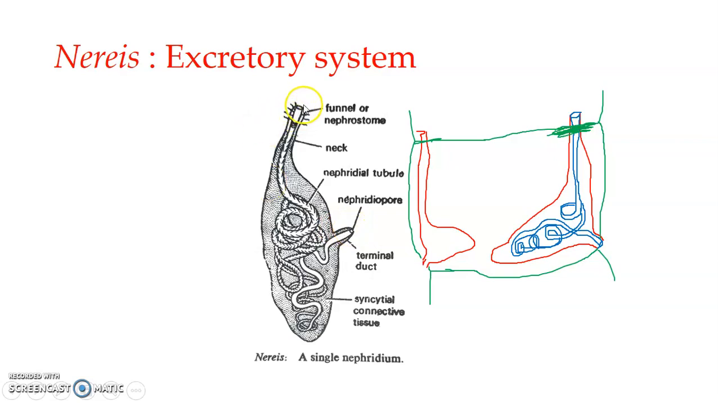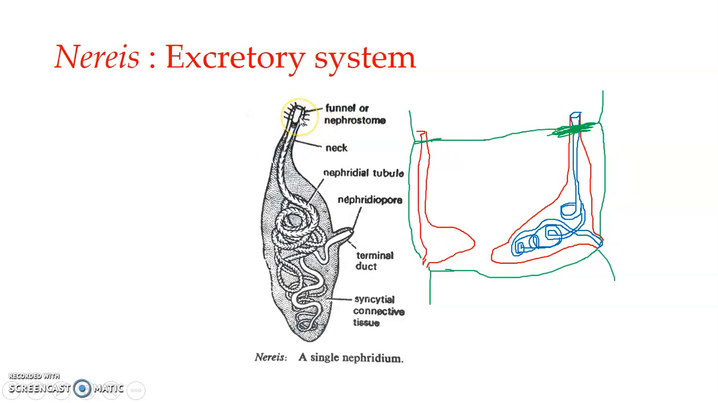At one end it opens out at the nephrostome. This is the part which extends into the adjacent anterior segment, and this other opening is the nephridiopore, which opens to the outside. So the excretory duct or tubule is open at both the ends, right? One end of the tubule opens into the coelom of the adjacent anterior segment by a funnel-like nephrostome. The funnel, or nephrostome, lies in the neck region.